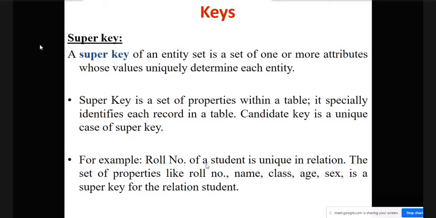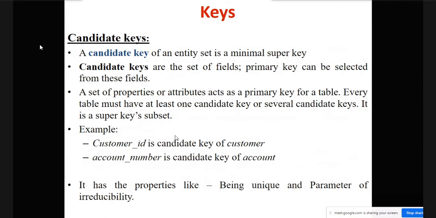Now next is the candidate key. A candidate key is nothing but the minimal of your super key. A candidate key is selected from the super key. So first you have to identify the super key with all the possible attributes for that particular entity set. From that, you will then select the candidate key. Candidate keys are the set of fields. A primary key can be selected from this set.